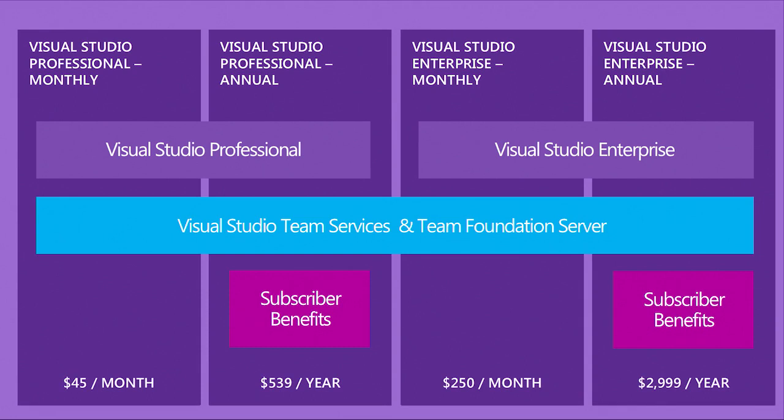And here's the pricing. It's $45 per month for Visual Studio Professional or $539 per year. With Enterprise, it's $250 per month or $2,999 per year.